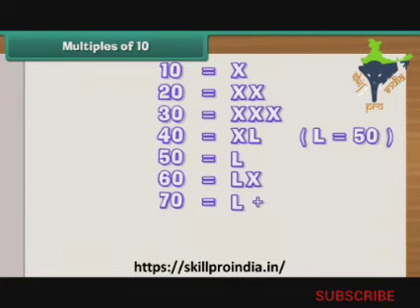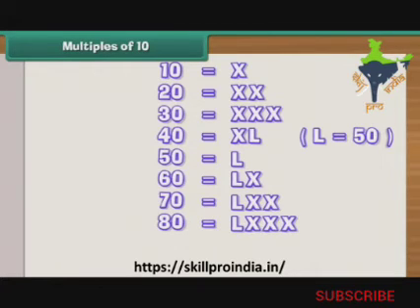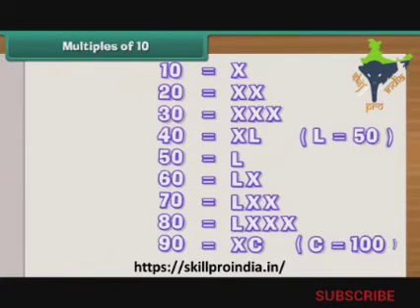70 is 50 plus 20, that is LXX. 80 is LXXX. 90 is 10 less than 100, so it is written as XC, where C stands for 100, and 100 is C.